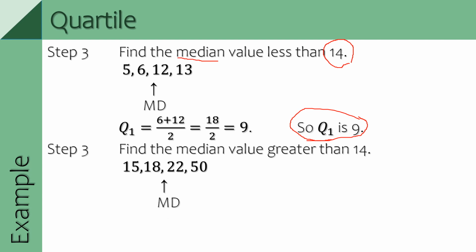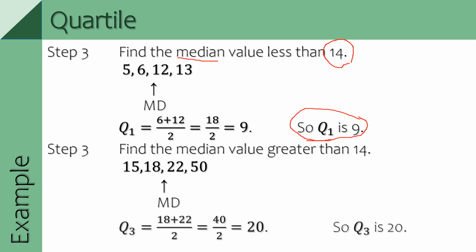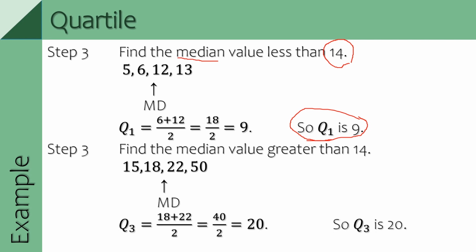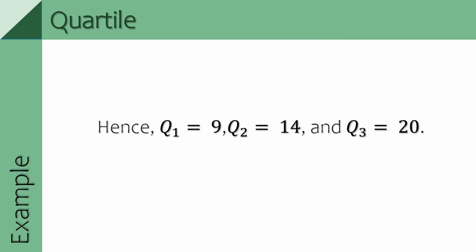So get the median by adding those two values and dividing by 2. That is 18 plus 22 over 2. It is equal to 40 over 2, and 40 over 2 is equal to 20. So that is our third quartile. Okay. So hence the first quartile is 9, the second quartile is 14, and then the third quartile is 20.